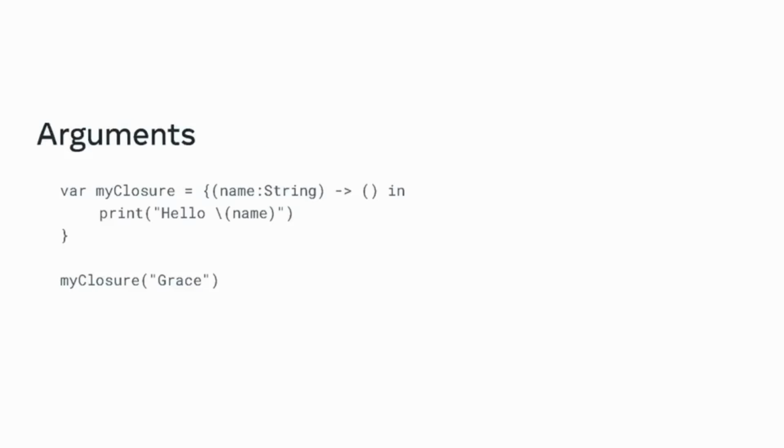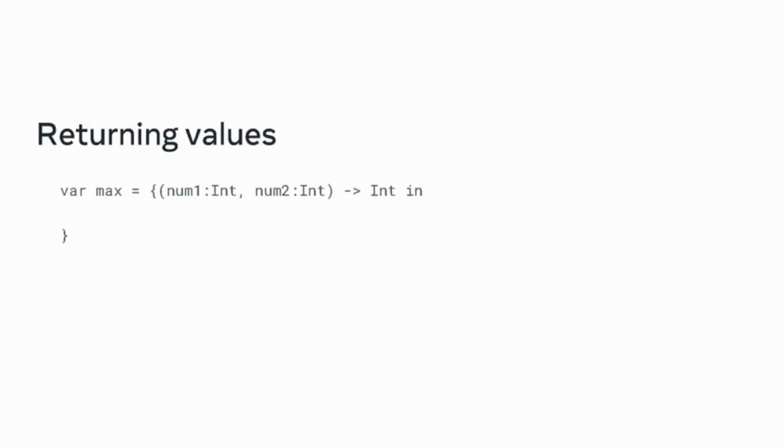Similar to functions, you can pass values to closures in the form of arguments. For example, suppose you need a closure to accept an argument in the form of a string. Once again, the closure will not return anything. It will just print the value of the string passed to it. You can also return values.